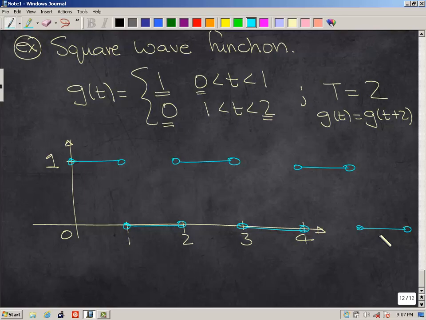So you can see this is a periodic function. And it's also called the wave function. In an oscilloscope it looks something like this. Square wave function. Okay, that's what it's called.